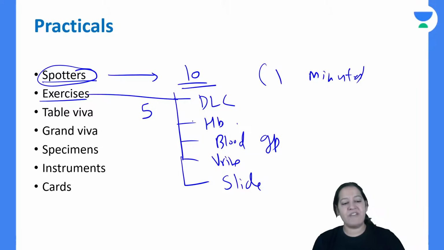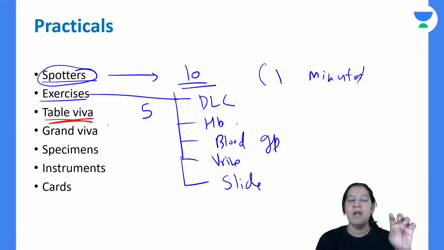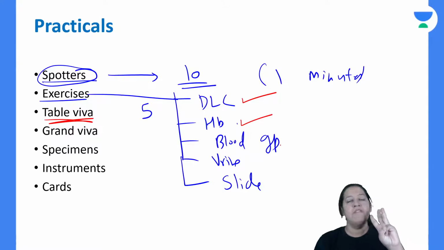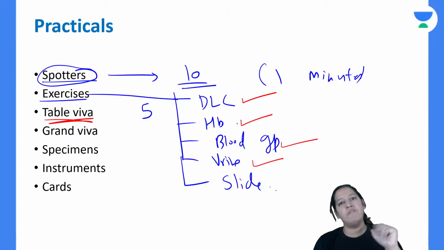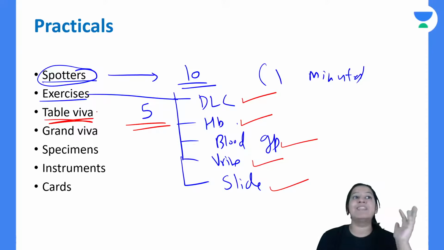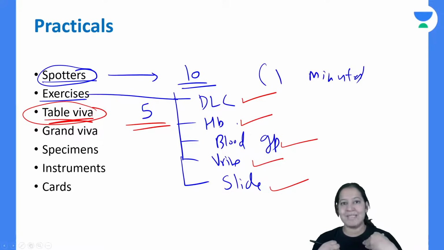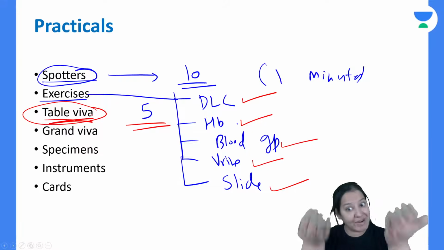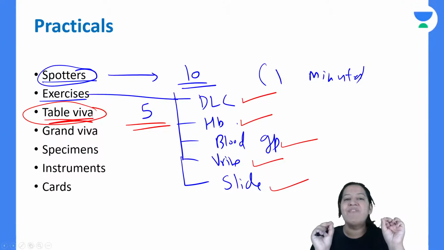All these 5 exercises have their table viva. So you will have 5 vivas: 1 viva on DLC, 1 viva on hemoglobin, 1 on blood grouping, 1 on urine, 1 on the histo slide. So I will help you in preparing the table viva also. I am an examiner. I go to the students, what question I ask the student and what answer I am expecting from them. To give the viva is an art.